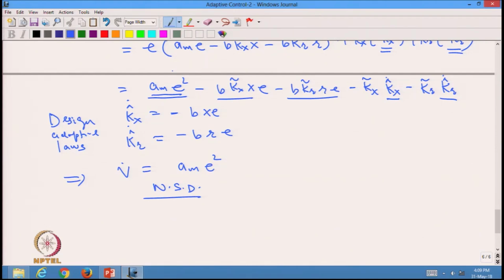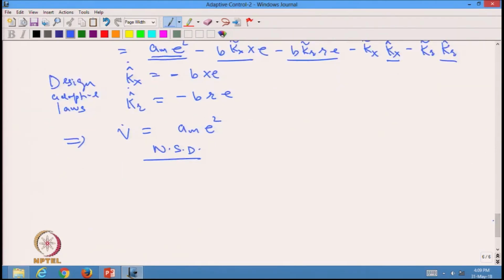And since V is positive definite, radially unbounded and decrescent, and V dot is negative semi-definite, what we can say is that the equilibrium point, so in this case the equilibrium point is e equal to 0, k_x tilde equal to 0, k_r tilde equal to 0, is uniformly globally stable, okay.